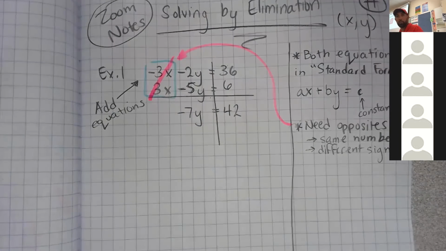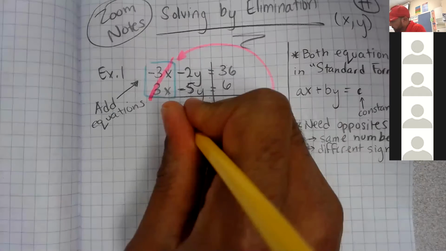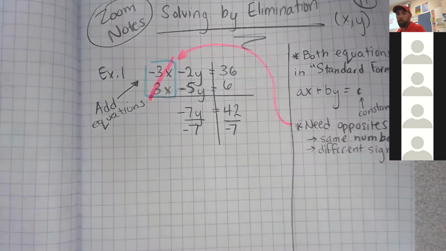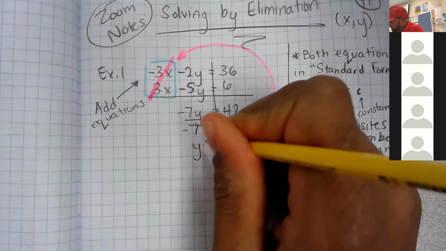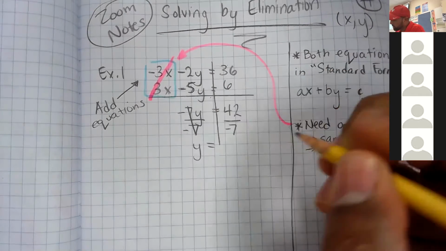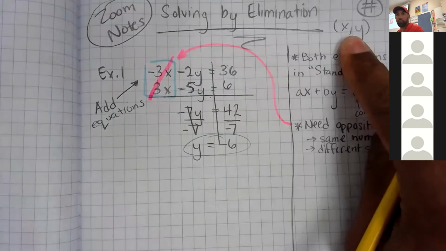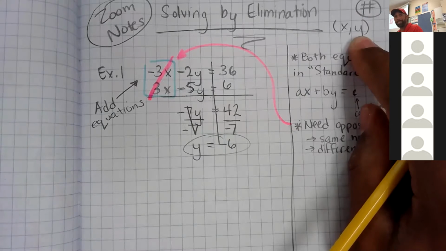And now it's just a simple one-term-on-each-side equation where we would divide by negative 7. And remember, you always divide the same sign. So y, that becomes 1. And now it's y equals negative 6. But remember, we need to solve for both x and y. So now we need to go find x.